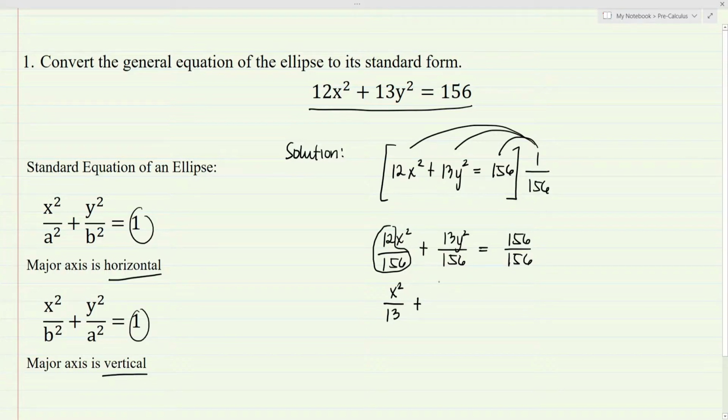Followed by the second term, we have here 13 over 156. Its lowest term is 1 over 12. Therefore, the second term would be y squared over 12. Then on the right side of the equation, 156 over 156 is just equal to 1. Therefore, its standard equation is x squared over 13 plus y squared over 12 equals 1.